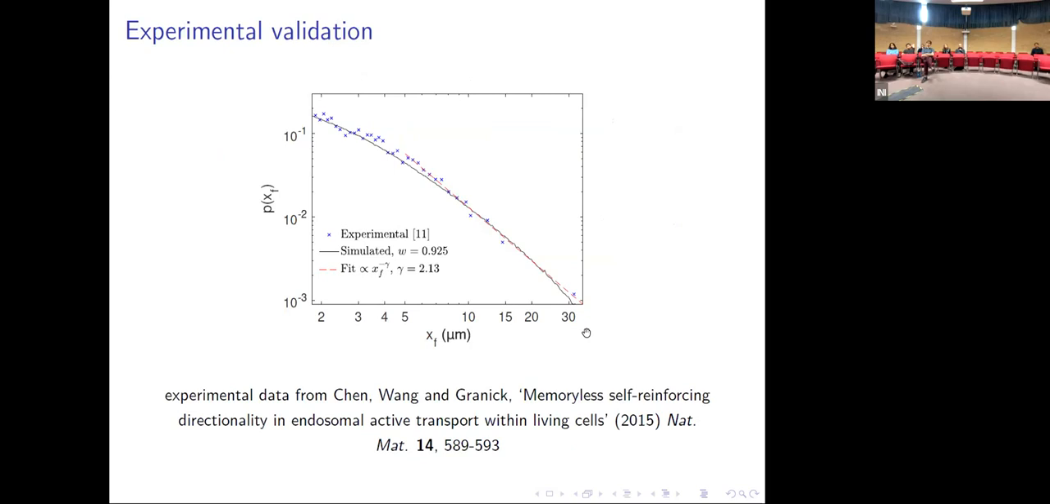So then we fitted this to experiments, and for reasonable parameters, of course, this is not finished work, but for reasonable parameters, we can actually reproduce the distribution that you see in the experimental data from this paper that originally introduced the concept of self-reinforcing directionality. Now what we can say is we have a master equation solution to all the moments that actually match this theory that was proposed in this Nature paper.